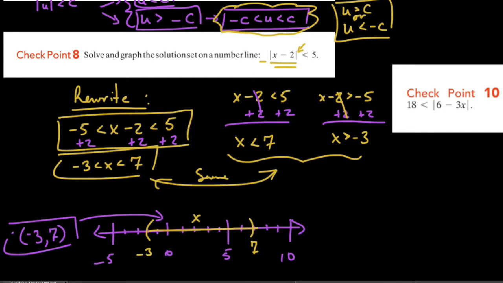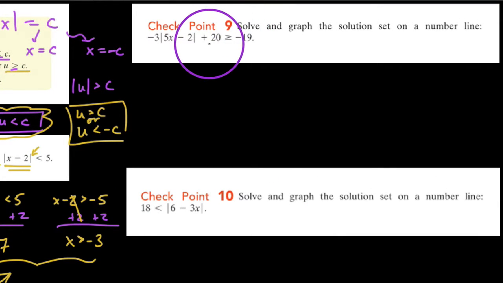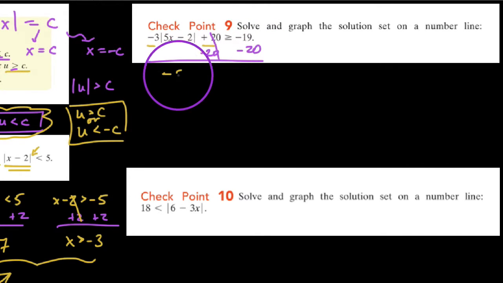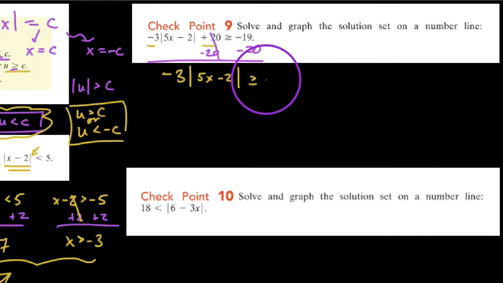So now looking at checkpoint 9 here, one thing I want to point out is that we have a plus 20 and a negative 3 in front of this absolute value. So before we do any rewriting, we're actually going to need to isolate that absolute value, get it by itself. So now we have negative 3 times the absolute value of 5x minus 2, and we would say is greater than or equal to, now negative 19 minus 20 more would be negative 39.